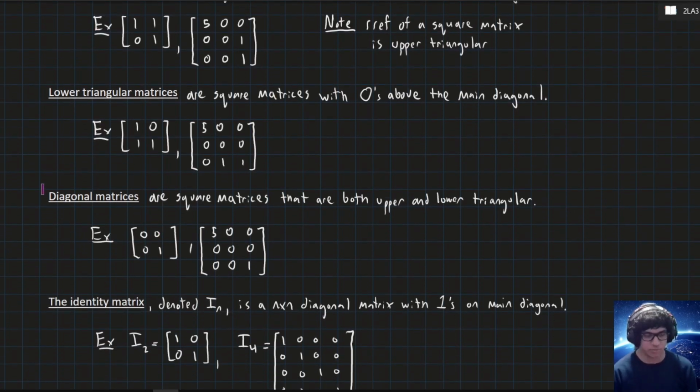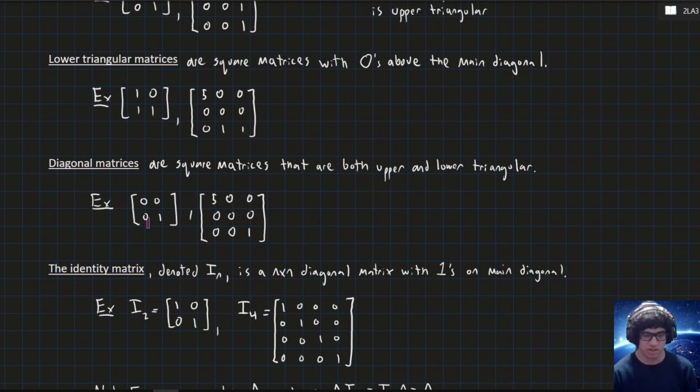So diagonal matrices now are square matrices that are both upper and lower triangular. Okay, so you look at the main diagonal, and then you force everything above and below it to be 0. So the only potentially non-zero entries are on the diagonal. Here are two examples of diagonal matrices.